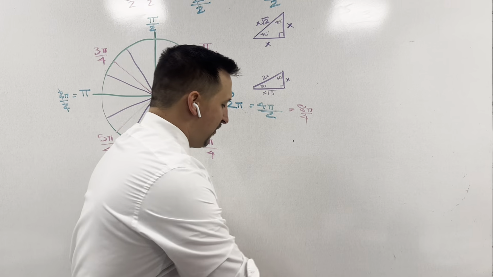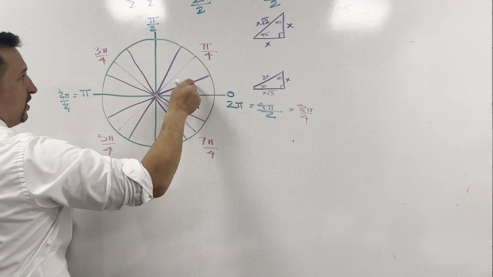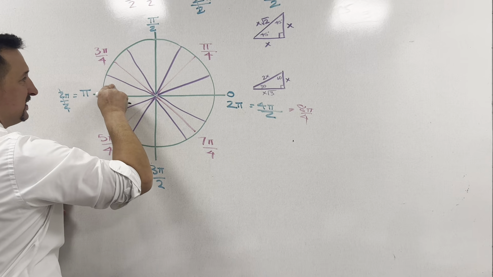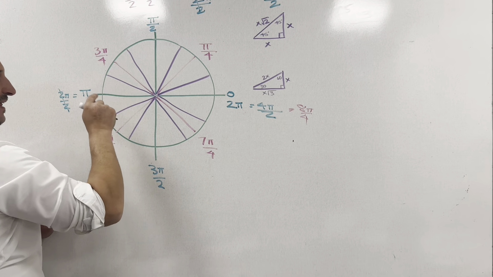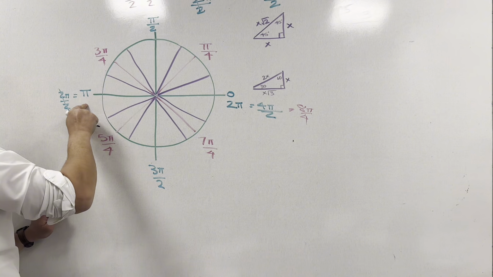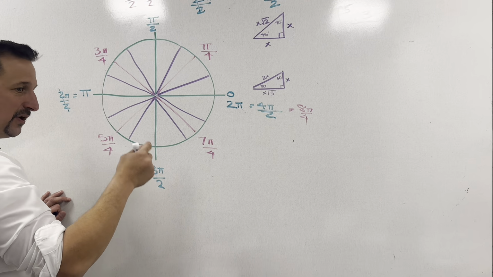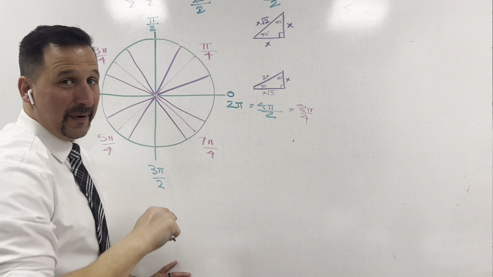Now, let's take a look at our 30-degree track. If there are 1, 2, 3, 4, 5, 6 sections within 180 degrees, that means there are pi over 6 sections in 1 pi radians.